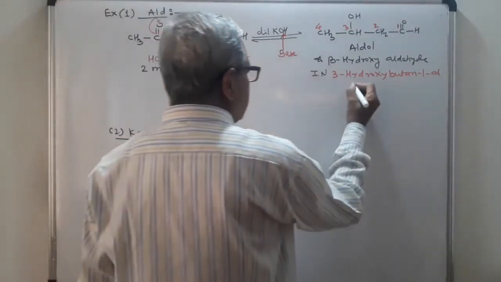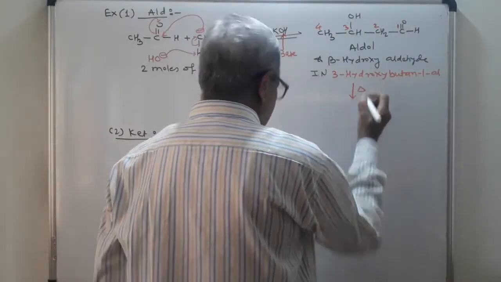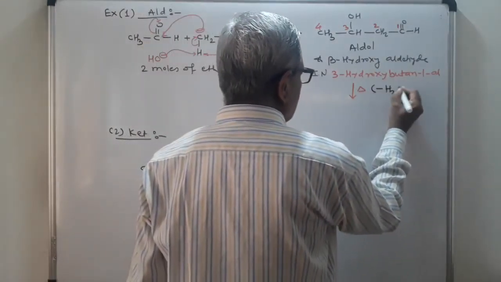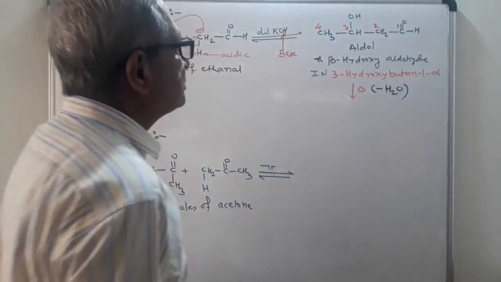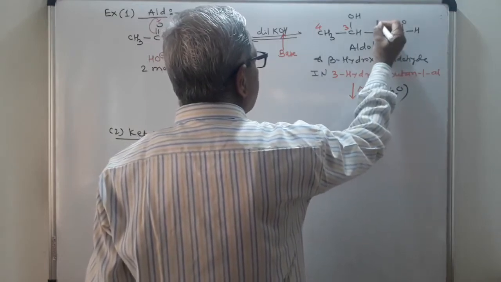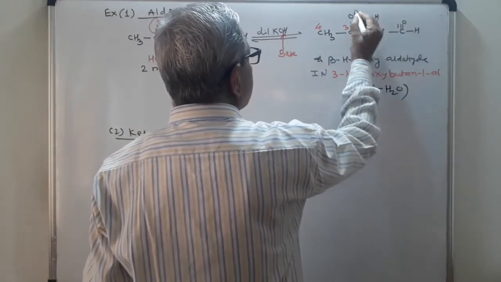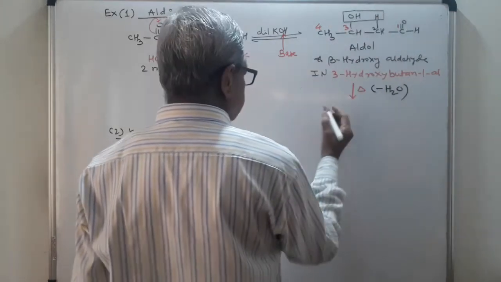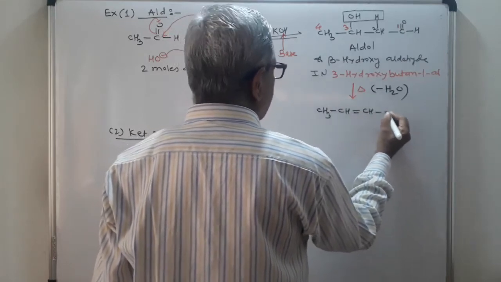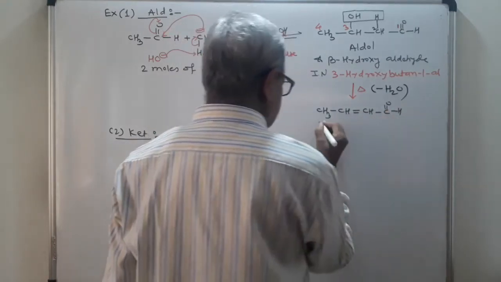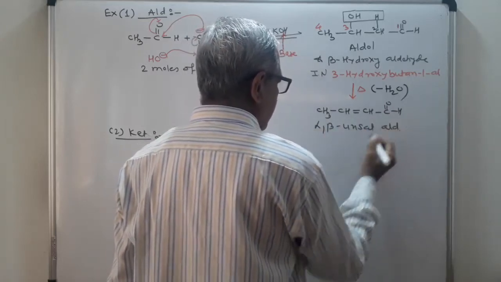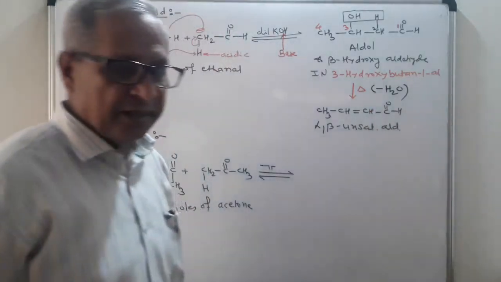When this compound is heated very strongly, it undergoes dehydration, minus H2O. So this can be written in this way. Remember that this has 2 hydrogen atoms. I will write here the 1 hydrogen atom here. You can remove the water molecule, H2O. CH3, CH double bond CH, C double bond O, H. This is alpha beta unsaturated aldehyde.